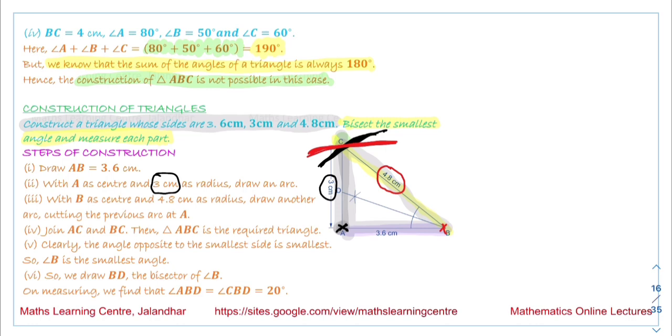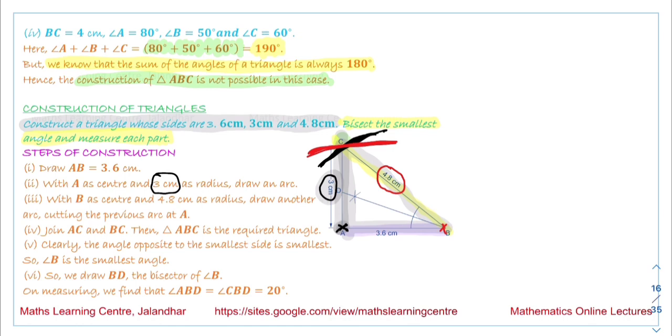Now the next thing we have to do is bisect the smallest angle. Now out of these three sides, this 3 centimeter side is the smallest side. It means this angle over here is the smallest angle. The angle at B is the smallest angle.